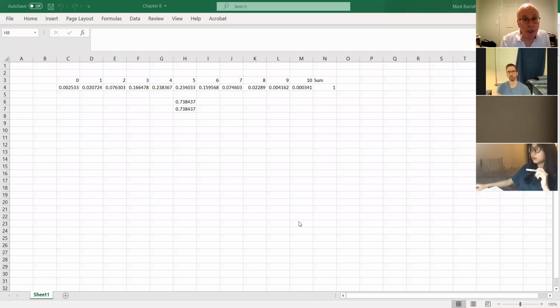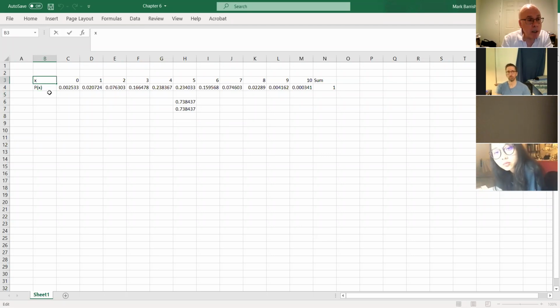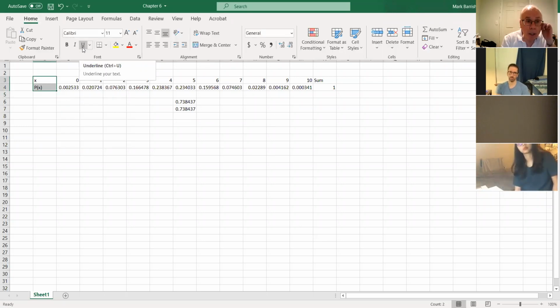All right, so this is a random variable that has 10 values. Ten values here. And suppose these are the probabilities. So this is, just type in X here. This is X. And this is P of X. And let me just center this a little bit.